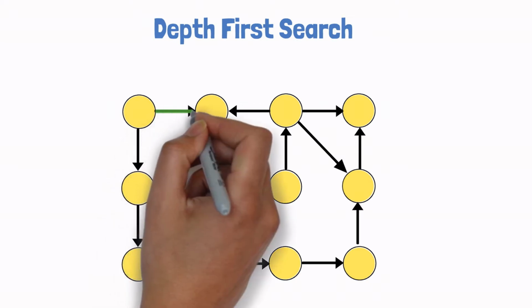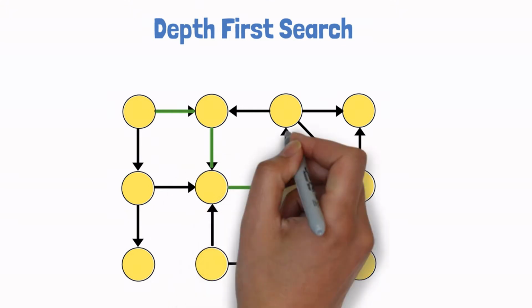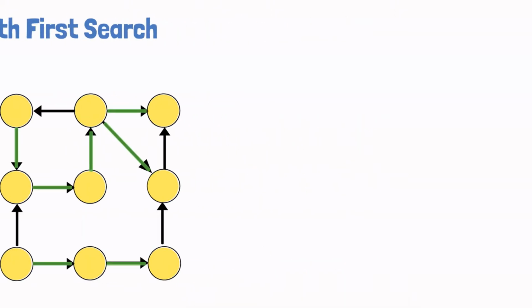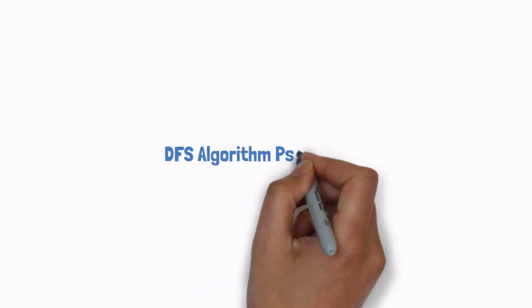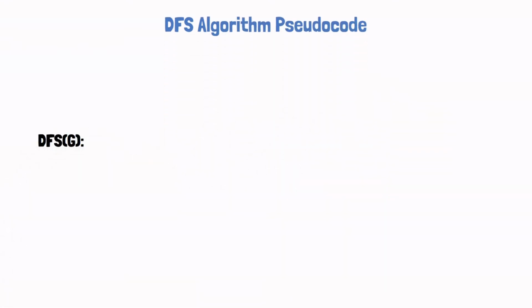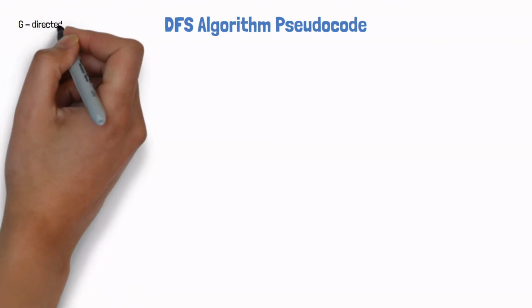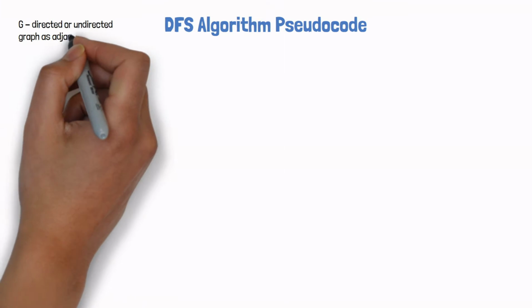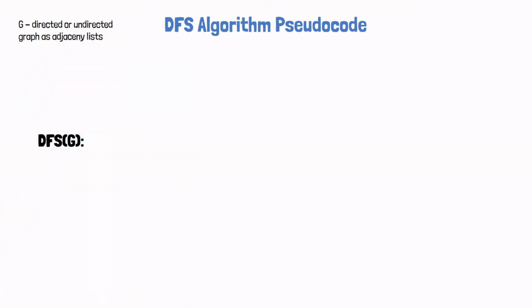We'll also see that the edges the DFS used to discover vertices form a forest of trees, where here we have two. Let's see pseudocode of the algorithm. The input for DFS is a graph G, which can be either directed or undirected. We assume it is given as an adjacency list. Please refer to a link in the description if you'd like to learn about adjacency list representations.